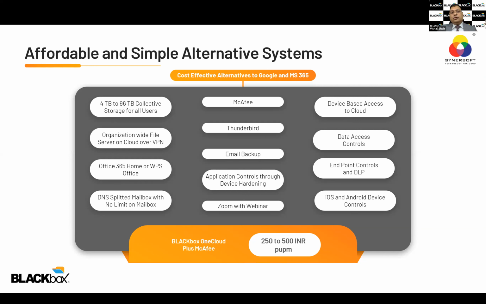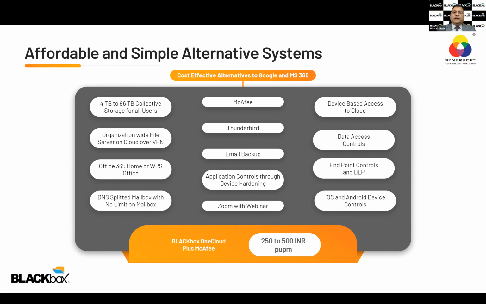Then application controls for device hardening. Then device-based access, we have seen which computers he can access. Then data access control, we have seen how files and folders can be given. We have seen endpoint controls by seeing that pen drive control. We have seen the DLP policies on email, internet, USB. And of course, you can have the same thing implemented on your iOS and Android device also. You can also subscribe to Zoom. So all these things together will not cost you more than 250 to 500 rupees. And you don't have to go to all these services separately and assemble or integrate them.